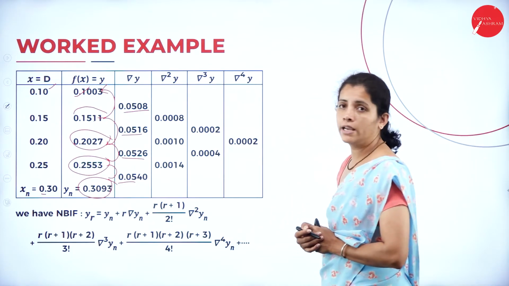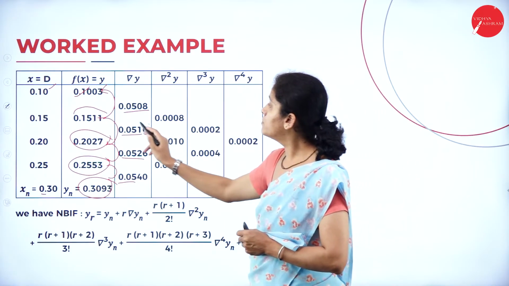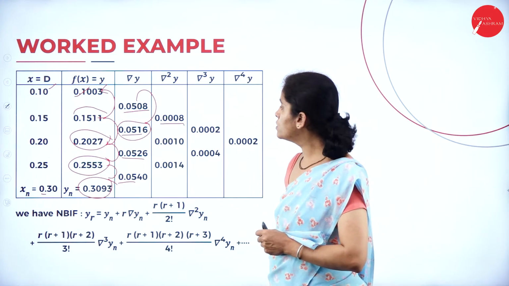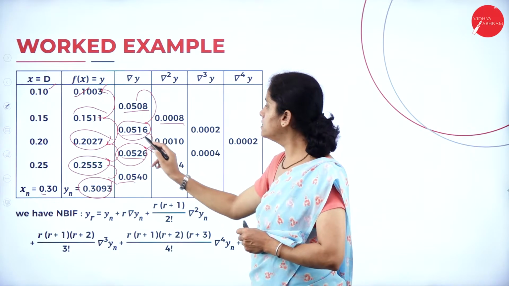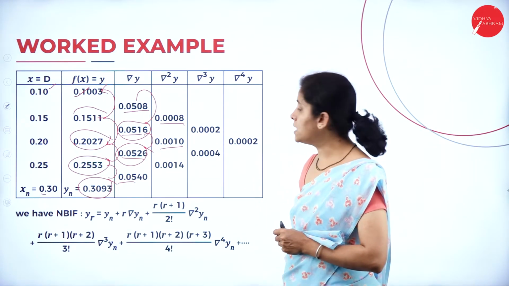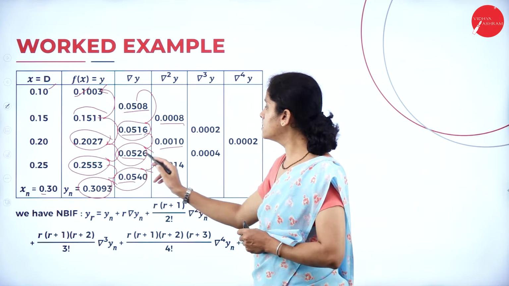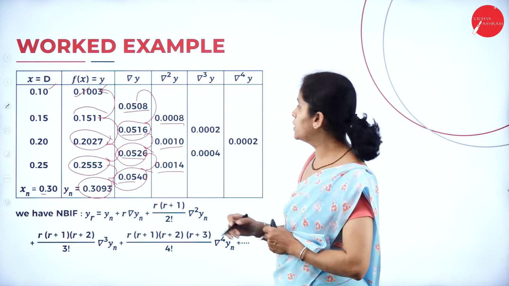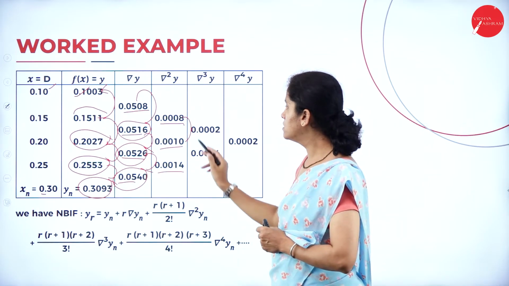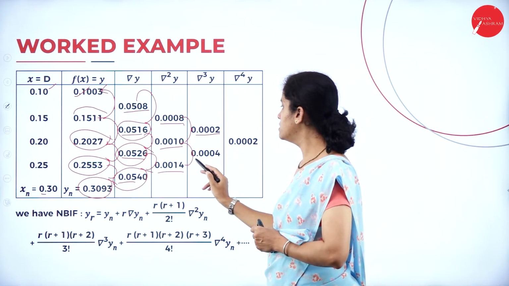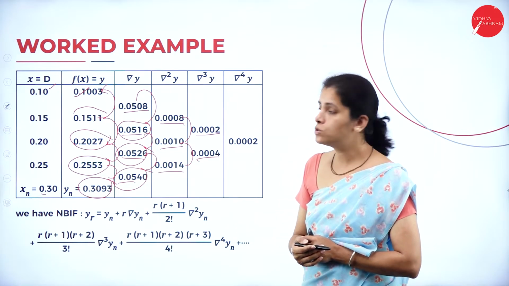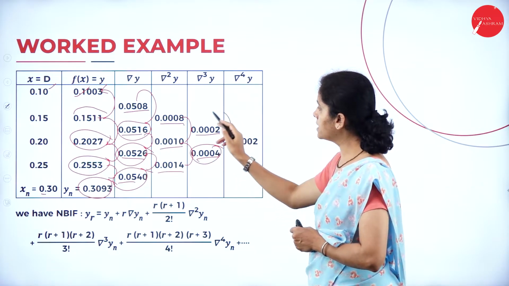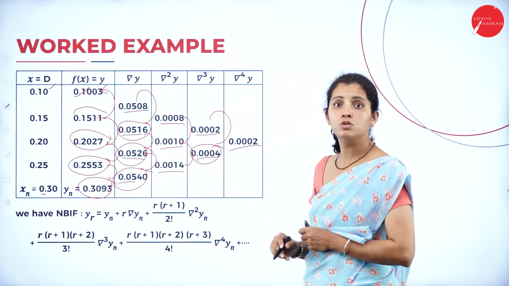And to find out inverse delta square, from this, I'm going to subtract this. So I'll get 0.008, and from this I'll subtract this, so I'll get 0.0010, and from this I'll subtract this, so I'll get this one. And in the next time, to get inverse delta cube, from this I'll subtract this, so it is 2. From this I'll subtract this, so 0.0004. And for the next time, from this value I'll subtract this, so I'll get 0.0002.